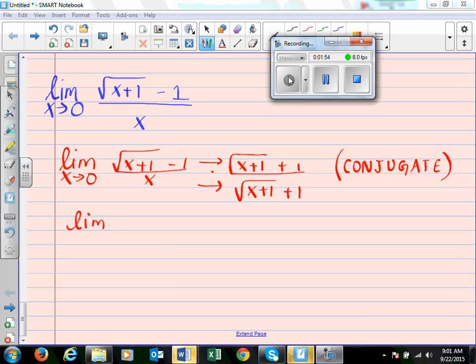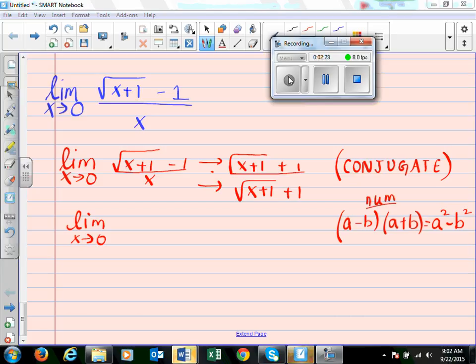So limit x approaching 0. I'll just write it by the side. You're using a minus b times a plus b equals a squared minus b squared. So you're doing that through the numerator. When you multiply the numerators, you apply the special product. And the denominator is just the same. You're just multiplying 2 terms. Are you following that? This is only for the numerator.